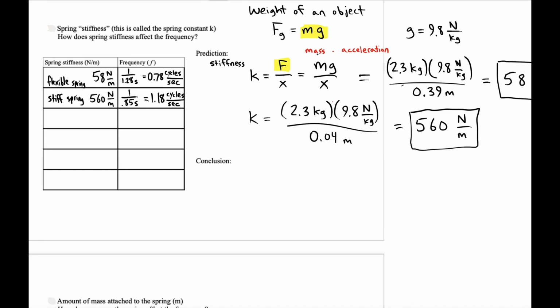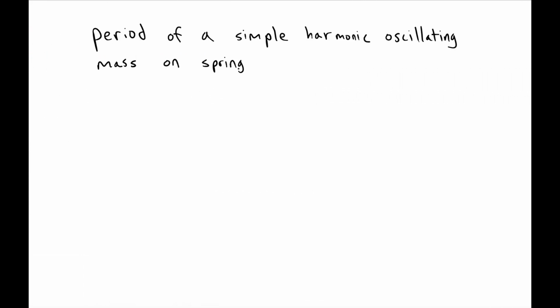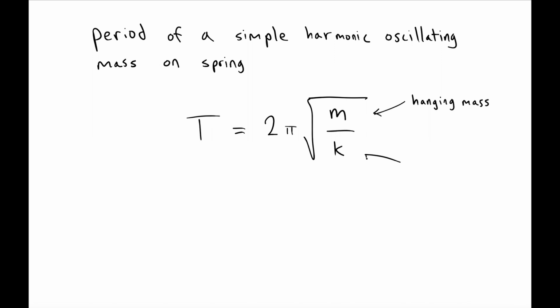So in physics, there is a formula for determining the period or frequency of a simple harmonic oscillator. The formulas are these. The period of the simple harmonic oscillating mass on a spring will be T equals 2 pi times the square root of m over k. So m stands for the hanging mass, and k stands for the spring constant.